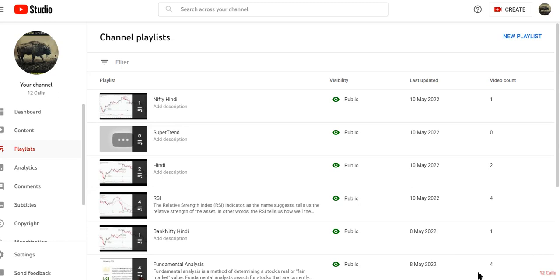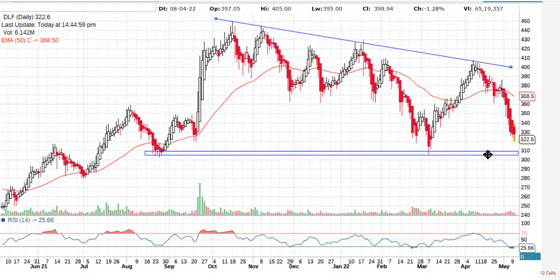My name is Ankit. Today is 11th of May and we'll look into some of the active daily setups. So we're using the daily chart here and we have around 9 months of data, and the indicator I'm using is 50 EMA and RSI along with your price action setups. So we are into the daily chart of DLF.